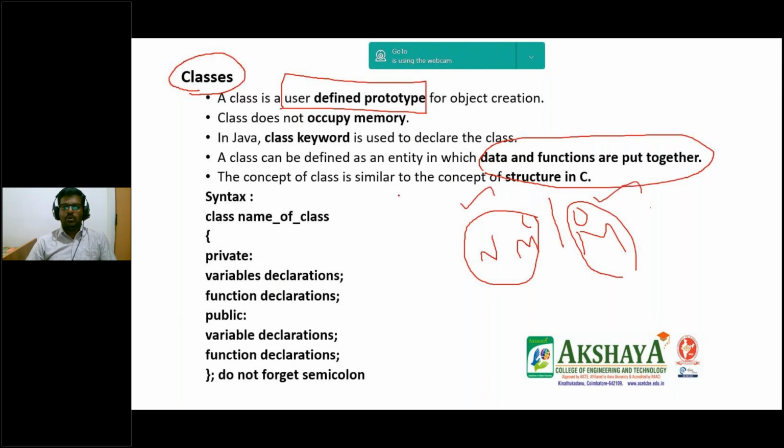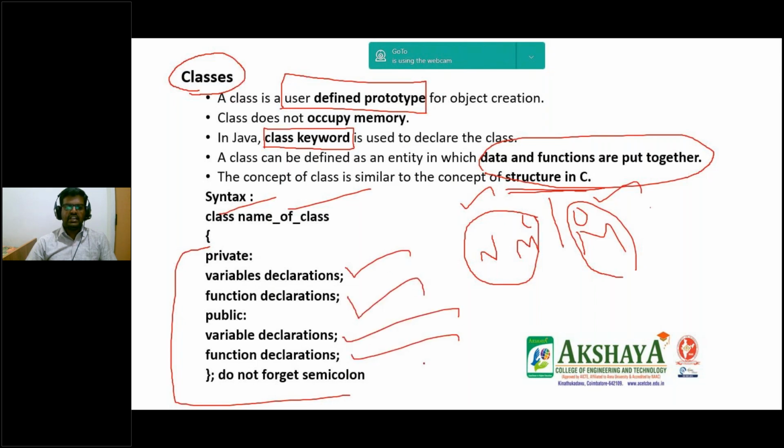To declare a class, you use a keyword called class. It is similar to structures in C. The syntax for creating a class is class name. Inside the brackets, you have to mention the variable declarations and function declarations. At the end, you need to use a semicolon. Okay, this is about class.